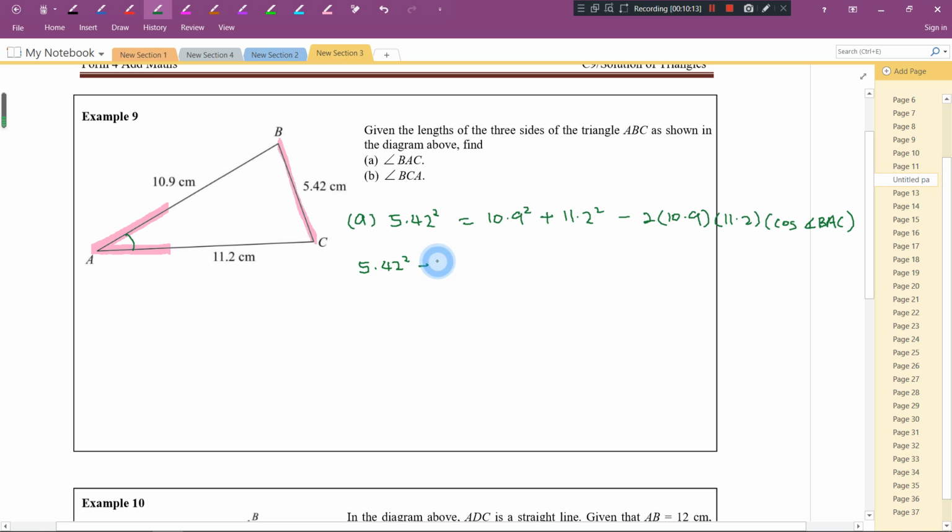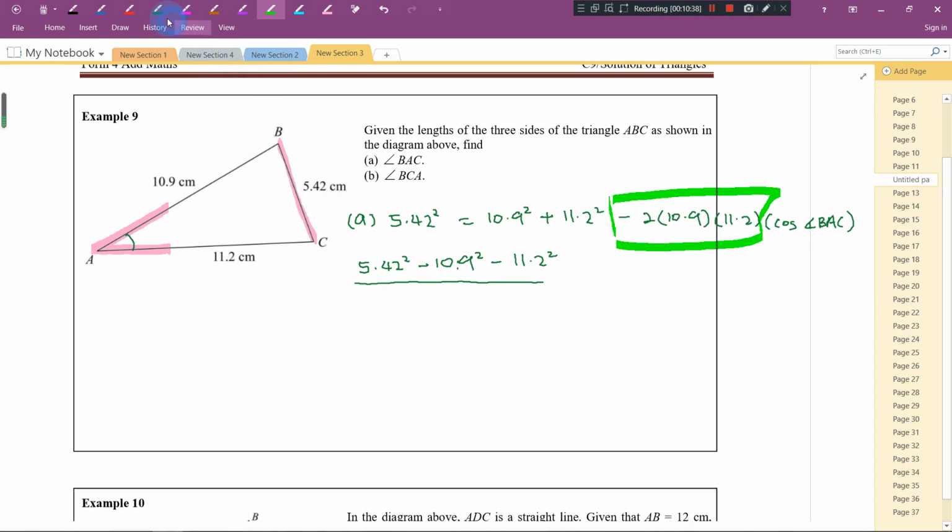Positive, right? You move over here, it becomes negative. Okay, minus 10.9 square minus 11.2 square over. Okay, this positive, bring over here, become negative. Positive, bring over here, become negative. Then here, this whole thing times this, right? So if you bring it over here, it becomes divide. And don't forget you have a negative. This is equal to cosine angle BAC.